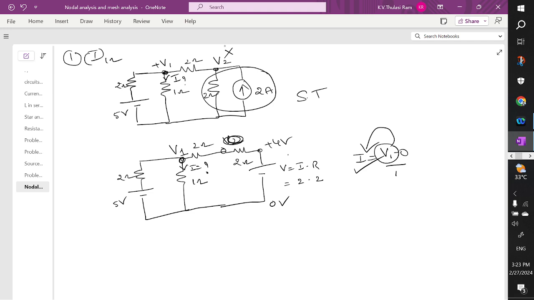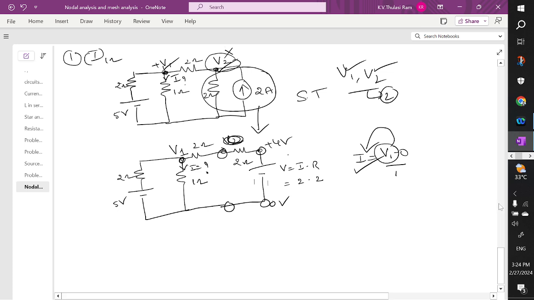So how to find it? You may ask, sir, why did you perform the source transformation? If I apply nodal analysis here, you have to apply it at this point and this point, and we will have two unknowns. We'll get two equations, and from these two equations you have to find V1 and V2. So now what we have done is we removed this unknown. We calculated this unknown as 4 volts, and now this becomes a known voltage. So automatically this will act as one branch.